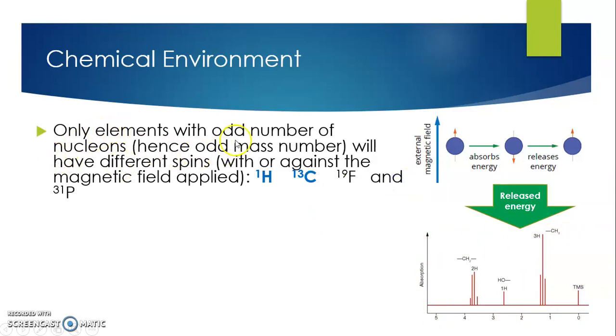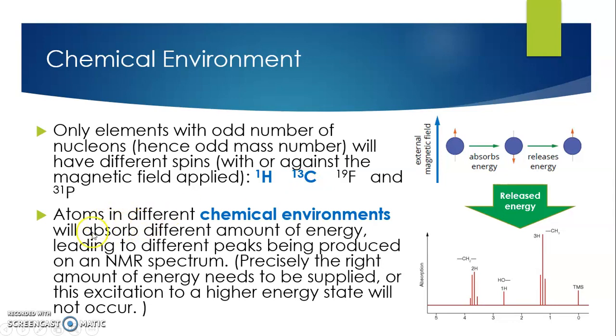So only elements with an odd number of nucleons will have different spins, and therefore we can detect them. So we can only use the nuclei with odd mass numbers for this particular technique. And the two that we need to know are hydrogen and carbon-13. So atoms in different chemical environments will absorb different amounts of energy, which will lead to different peaks being produced on an NMR spectrum, like here. Right? Different atoms in different chemical environments will have peaks at different positions on the x-axis.